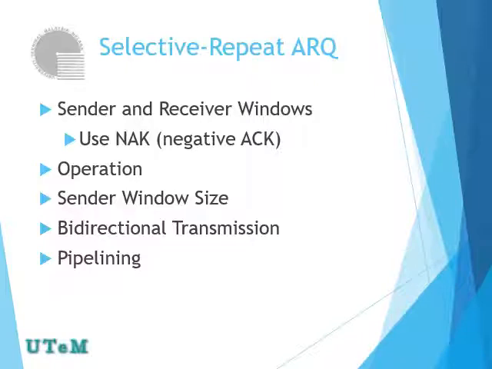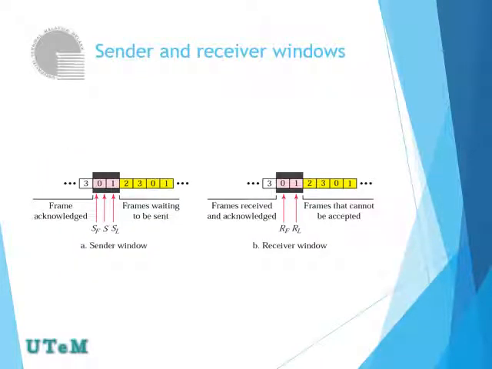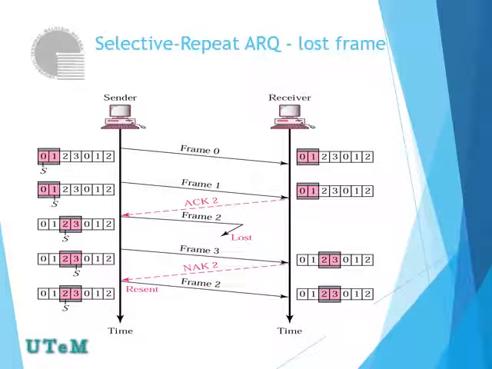Okay, we are done with go back N. Now let's look at selective repeat ARQ. Selective repeat is the most implemented ARQ mechanism, because by using selective repeat it reduces the use of bandwidth, since it uses NAK or negative ACK. It means that the receiver only requests for the lost frame. It uses the same pipelining, and the sender and receiver window sizes have the same size. Let's look at this example for a lost frame.